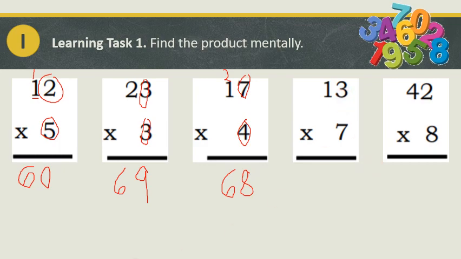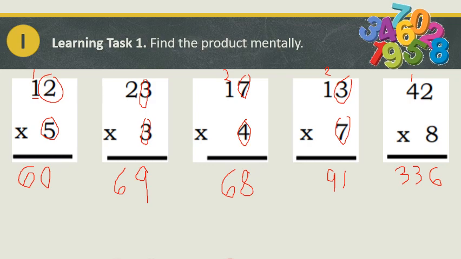Dito naman, ito uli unahin natin. 3 times 7 is 21. So, 1 carry 2. Then, 1 times 7 is 7 plus 2 is 9. Kaya ang answer natin is 91. Then, sa last natin, 2 times 8 is 16. Then, 4 times 8 is 32 plus 1 is 33. Okay, ganyan po pa nagsasolve tayo yung normal way ng pagsasolve.